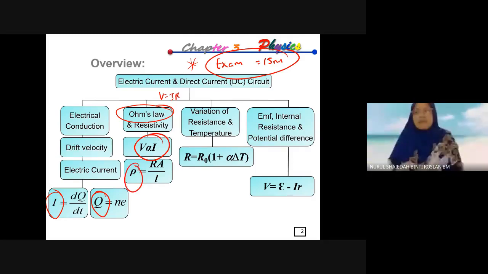And then we will learn about resistivity. The symbol of resistivity is rho. And then we will learn about variation of resistance and temperature, R equals to R0, 1 plus alpha delta T. And then you need to differentiate between EMF and potential difference and also internal resistance. The symbol of EMF is epsilon. Potential difference is V. Internal resistance, the symbol is capital R, small r.